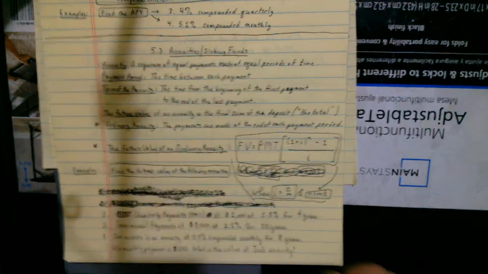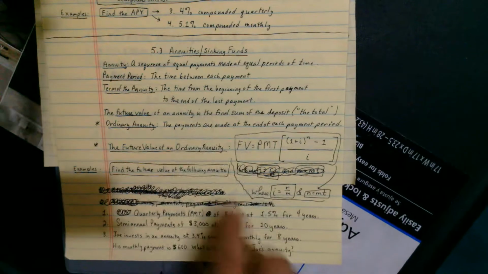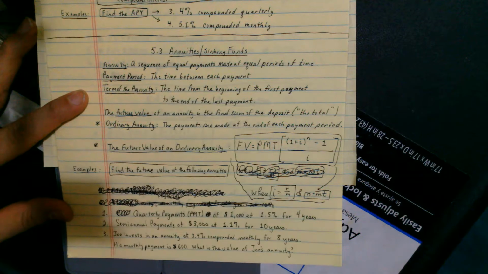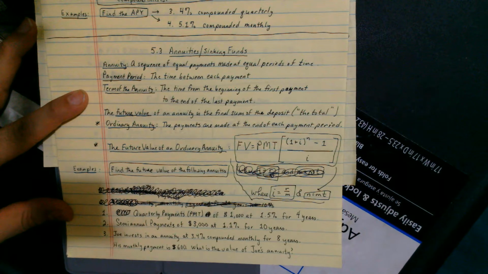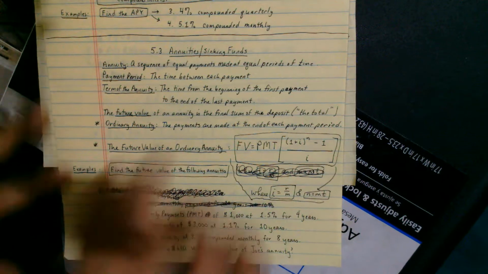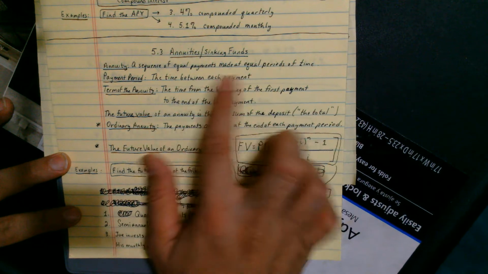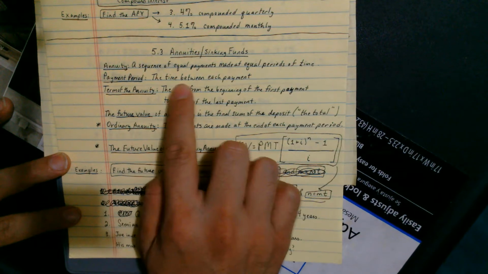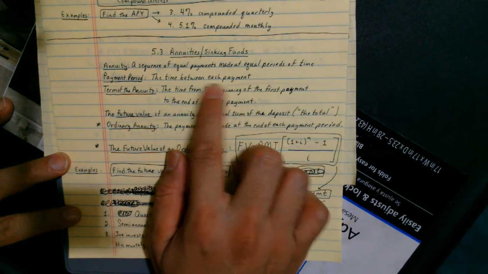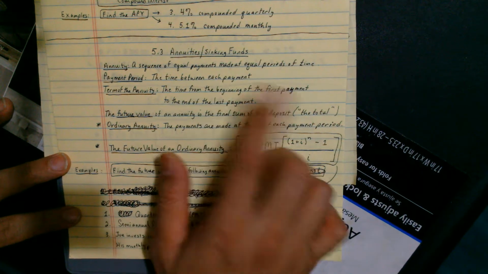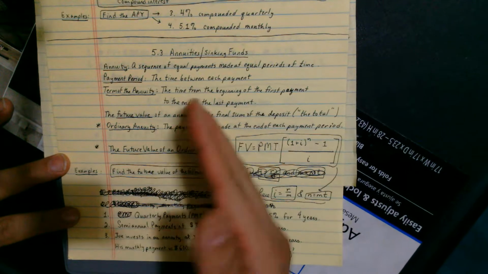Okay, so here we are at 5.3, and we're talking about annuities. Annuities are a sequence of equal payments made at equal periods of time, which essentially means you make payments per month, per quarter, per year at the same time. This is how much time is between each payment. If it's a month, it's 30 days. If it's a year, 365 days. It just depends how much time between each payment.